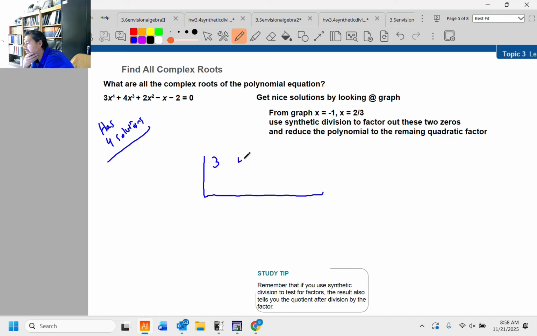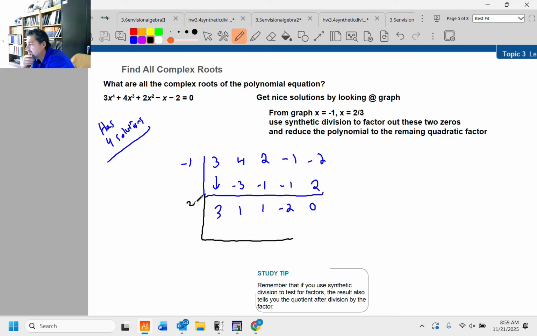So we got a 3, we got a 4, we got a 2, we got a -1, we got a -2. I don't know about you, but I love synthetic division. It's so easy. -1 times 3 is -3. 4 plus -3 is 1. -1 times 1 is -1. 1, -1, -2, +2, 0. And if synthetic division has a result of 0, you just keep doing what you got.